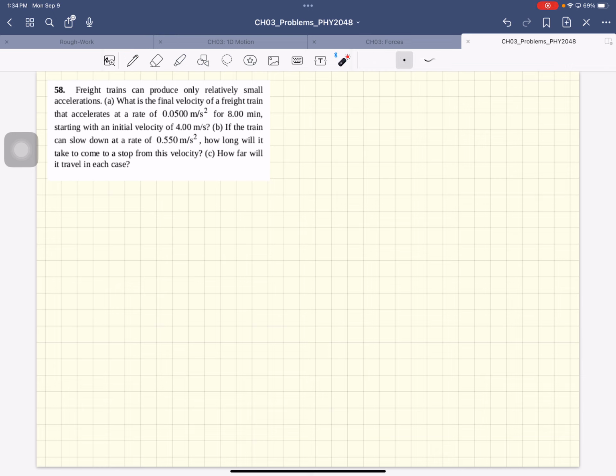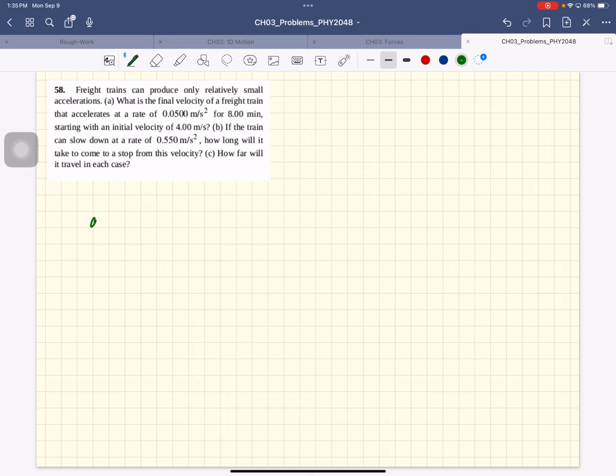So the next problem is, freight trains can produce only relatively small accelerations. What is the final velocity of a freight train that accelerates at a rate of 0.05 meters per second squared? 0.05 meters, so this is about 5 centimeters per second. So the velocity of a train is increasing by about 2 inches per second per second. That's the acceleration. For 8 minutes, starting with an initial velocity of 4 meters per second. So what is the final velocity of a freight train?